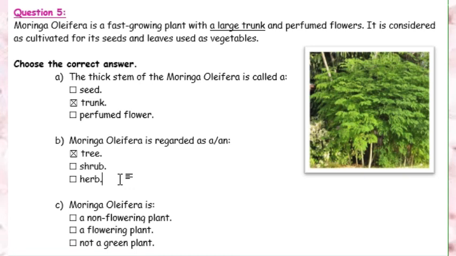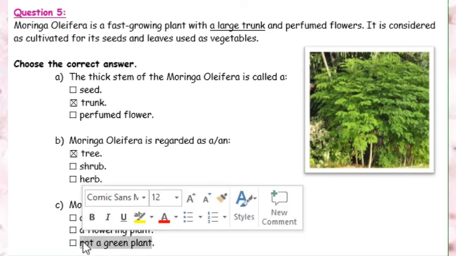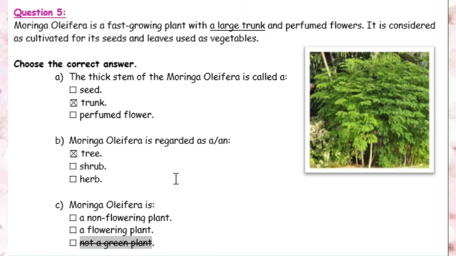Moringa is a non-flowering plant. Flowering plant isn't a green plant. So I will quickly cross this one because we can clearly see that this is a green plant, so this is wrong for sure. Is it a flowering plant or a non-flowering plant? Let's read this. Moringa oleifera is a fast-growing plant with perfumed flower. So this plant makes flowers, which means that this plant is a flowering plant. Okay, they said this in the text.